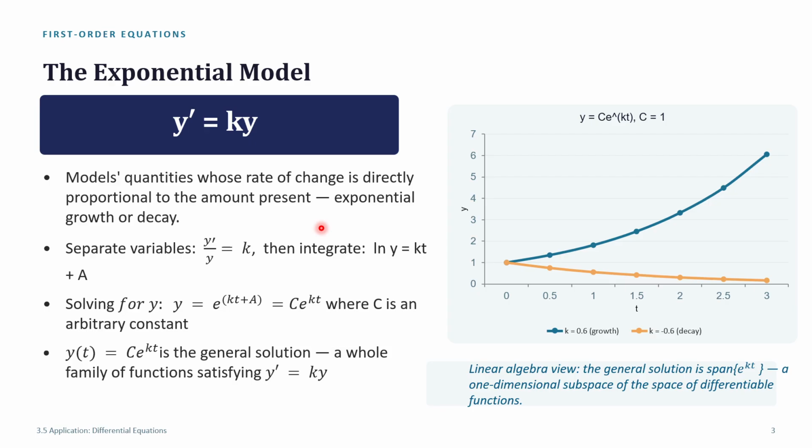So to solve this equation, we write it as y prime divided by y is equal to k. After that, we integrate both sides of the equation with respect to the independent variable to obtain ln y is equal to k times t plus a. And solving for y, it gives us y is equal to e raised to the power of k times t plus a, which is equal to c e raised to the power of kt, where c is an arbitrary constant. And y of t is equal to c e raised to the power of kt.